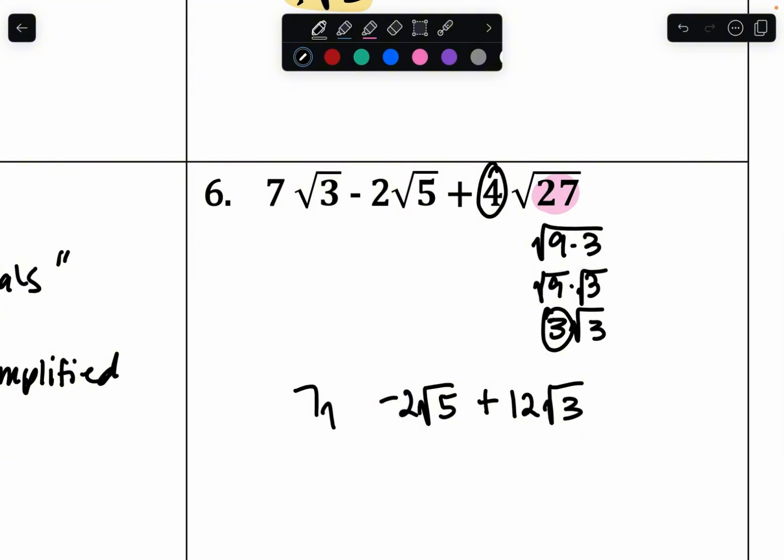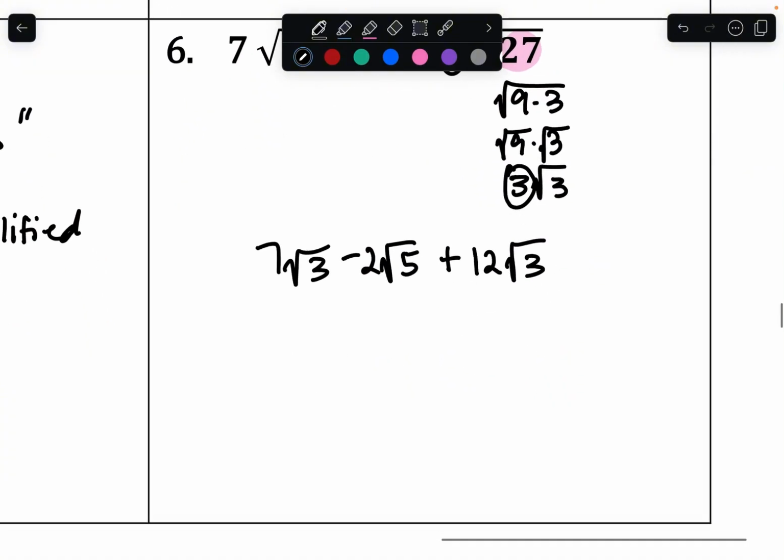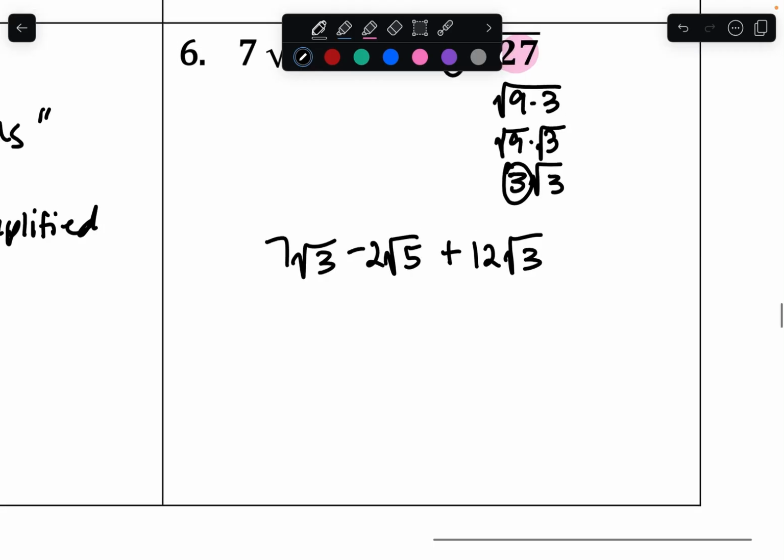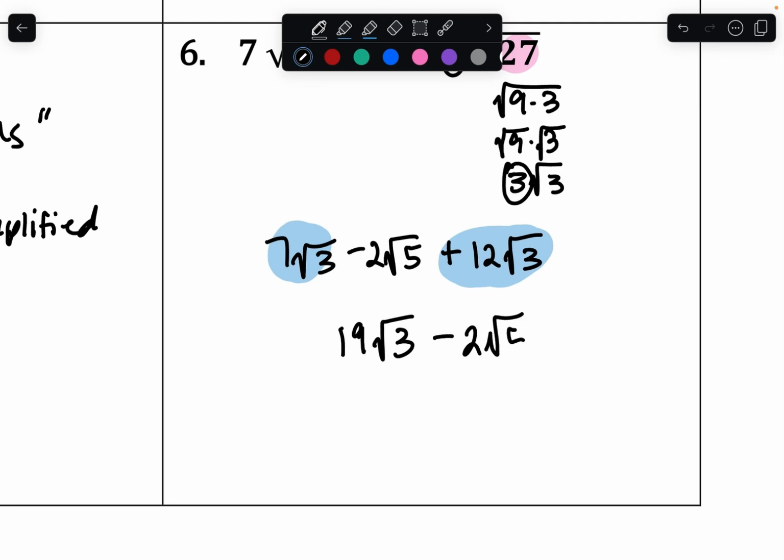Okay, copying down the rest of the problem. I had 7 square roots of 3 minus 2 square roots of 5 plus 12 square roots of 3. Now we have some like terms. 7 square roots of 3 plus 12 square roots of 3 is 19 square roots of 3. And then that square root of 5 has to stay because it cannot be combined. And so my final answer would be 19 square roots of 3 minus 2 square roots of 5.